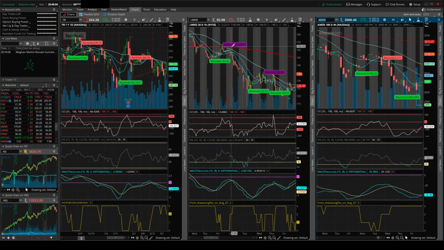And notice, again, we have that rejection of the 200-day moving average. We continue to head lower. And that would be, of course, where you would be reloading on those put options.